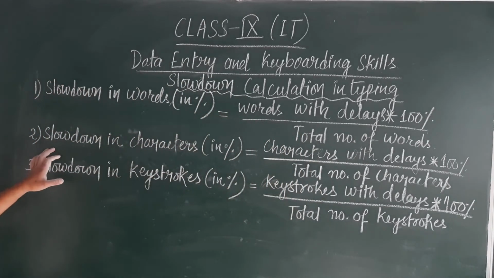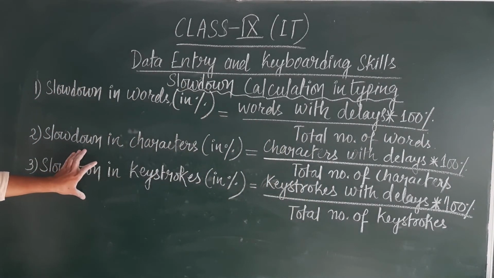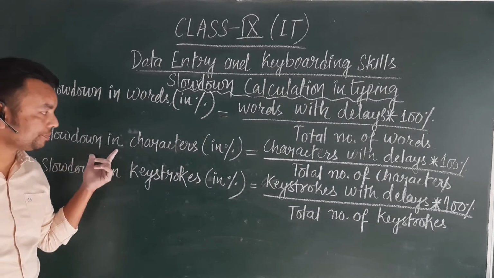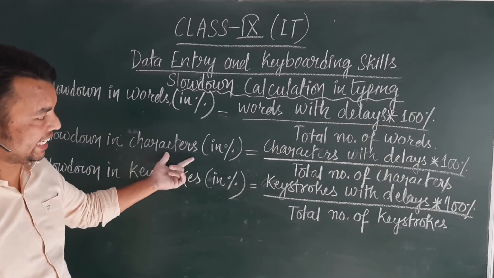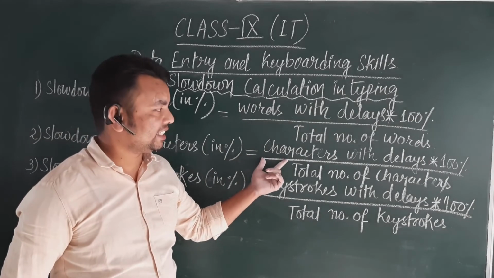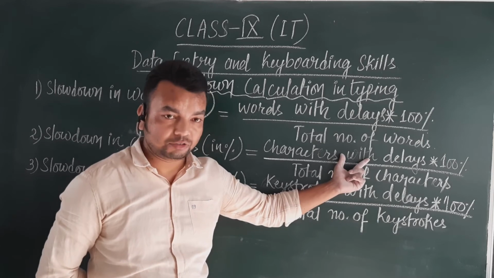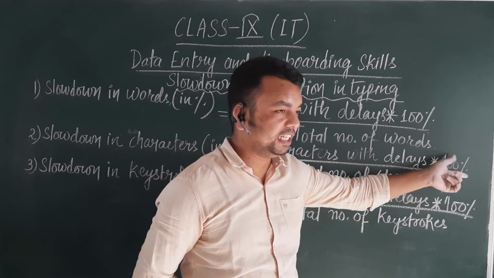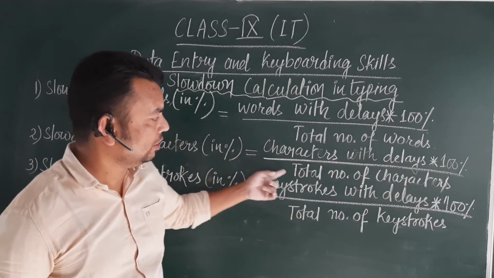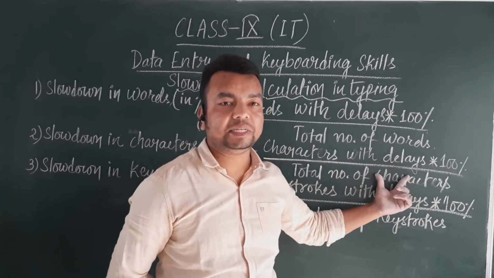Now the second one is how to calculate the slowdown while inserting characters. So in percentage, slowdown in characters will be the characters that have been inserted with delays. First of all, we need to take all those characters into account, multiply them with 100% and divide the whole by the total number of characters that have been inserted.